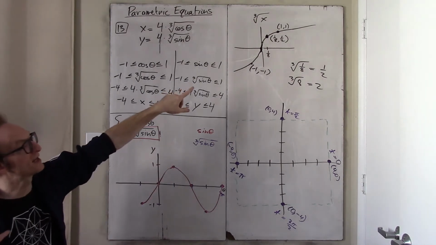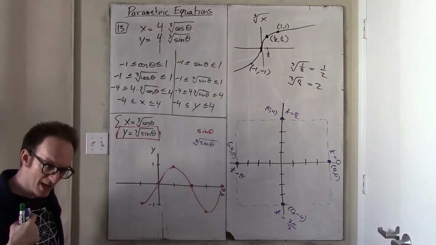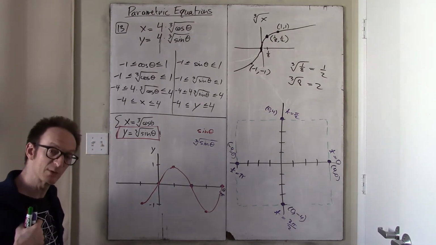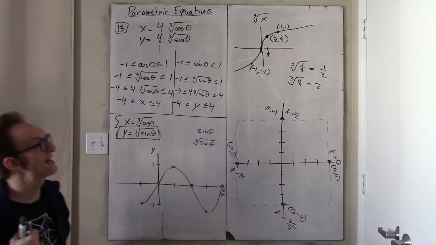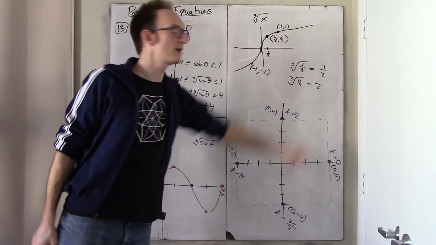And now we go back to the conversation from 5 minutes ago. What happens if you take the cube root of a number which is less than 1? Answer, that number gets bigger. The cube root of a number less than 1 is bigger than the number is.